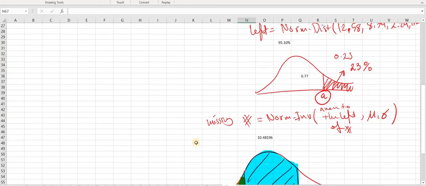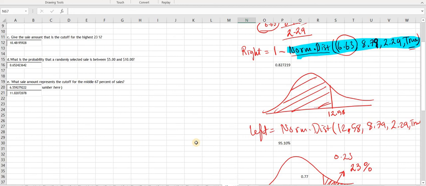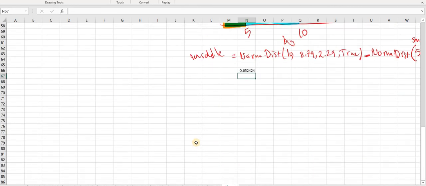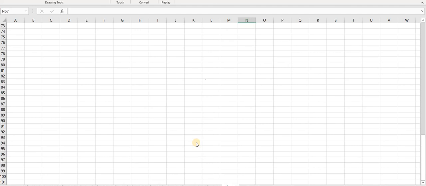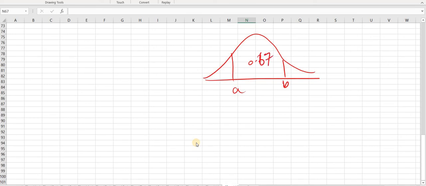Let's go to the last part of the question. What sale amount represents the cutoff for the middle 67% of sales? So I have the middle area between A and B as 67% or 0.67. Now I know that I can find A and B using the inverse function as long as I know the area to the left of each of these missing numbers, but I don't have that. I need to work a little bit to get it.